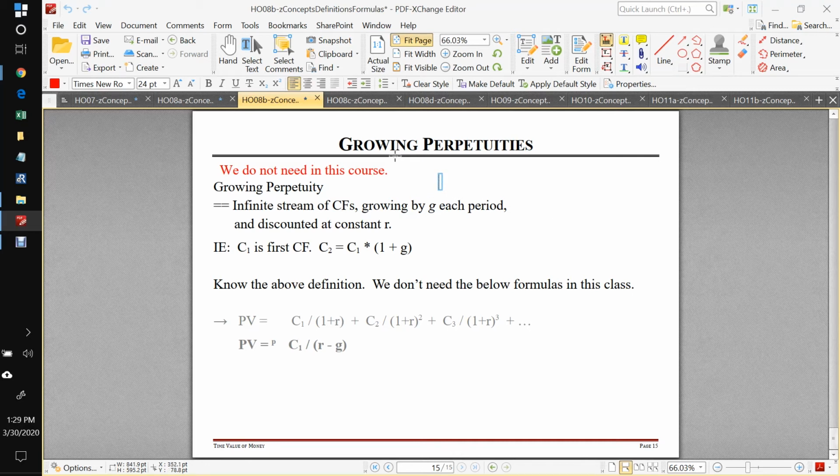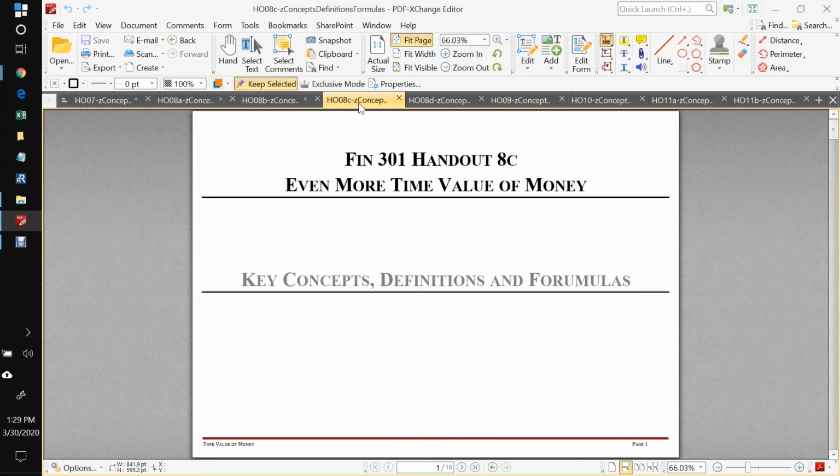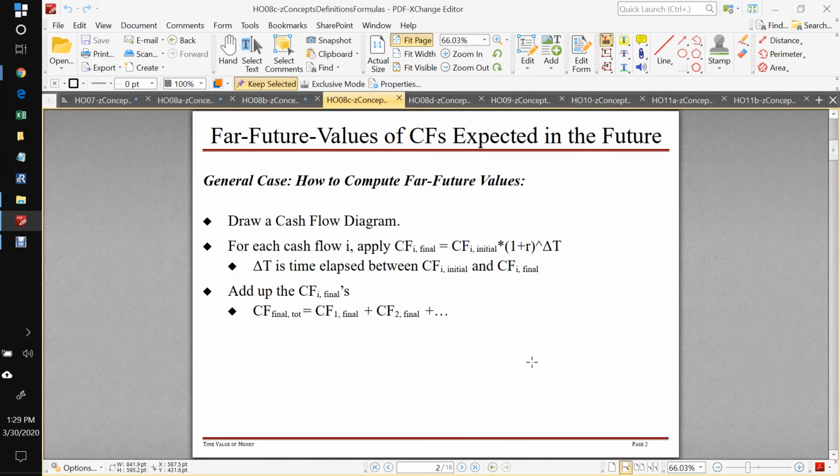Okay, so that was it for 8B. Then let's go on to 8C. And the ideas in 8C were, first of all, we wanted to think about how to compute far future values of cash flows expected in the future.